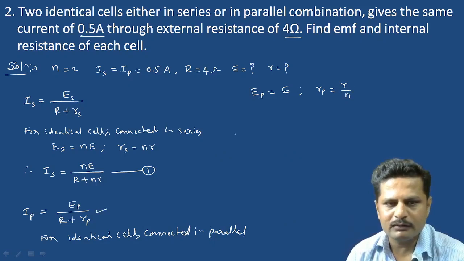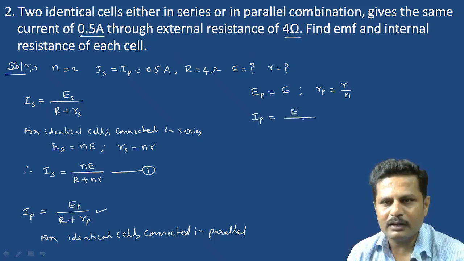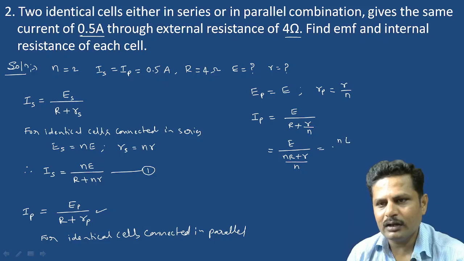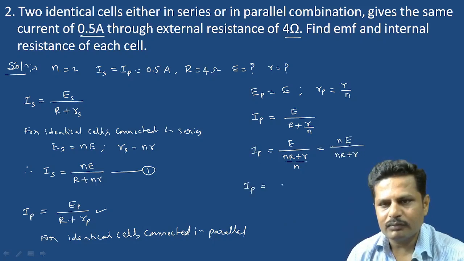Then this expression becomes I_P equals E_P divided by R plus R_P. In place of E_P, I am writing E, and in place of R_P, I write r divided by n. So if I take this, E divided by R plus r by n, this becomes nE divided by nR plus r. Therefore I_P is equal to nE divided by nR plus r. Let me consider this equation number 2.